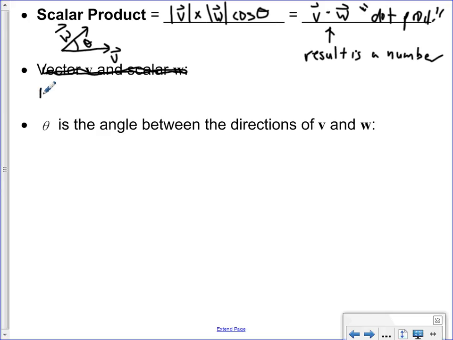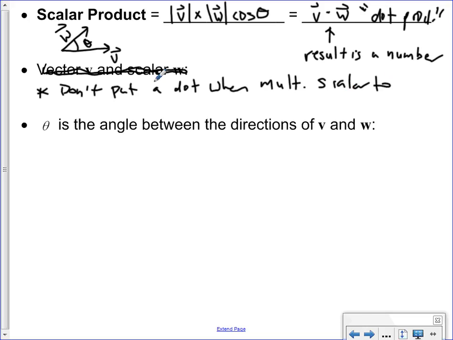Be sure that you don't put a dot when multiplying a scalar to a vector, so that you keep multiplication and dot products separate. As you know, theta is the angle between vectors v and w.